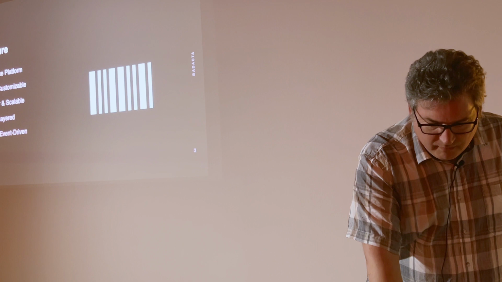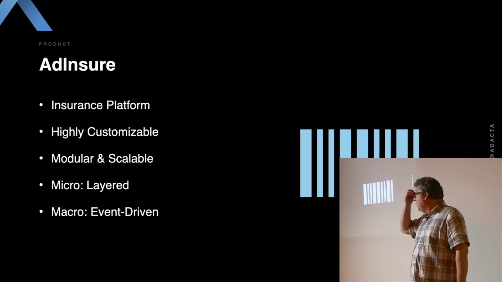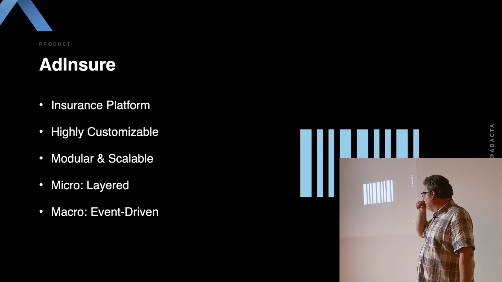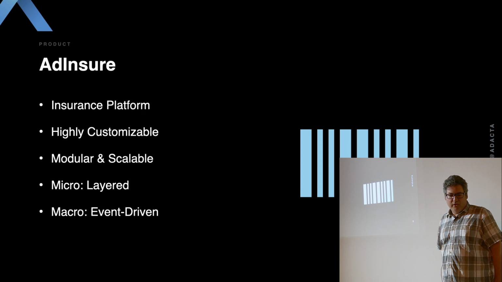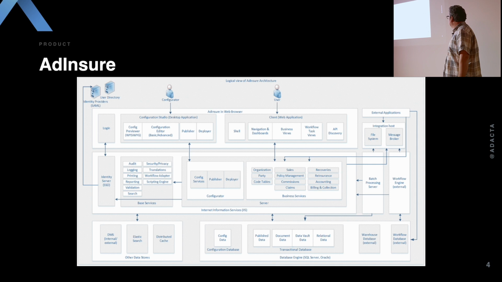So a little bit about AdInsure, which is Adacta's product. It's an insurance platform, let's say. It's very customizable, it's very modular, it's very scalable. On a micro level, it's using layered architecture. On macro level, it's basically event-driven. So it's quite complex to describe the system. This is one of the graphs from our architects and how things are put together. But basically what we need for this talk is maybe understand this thing.